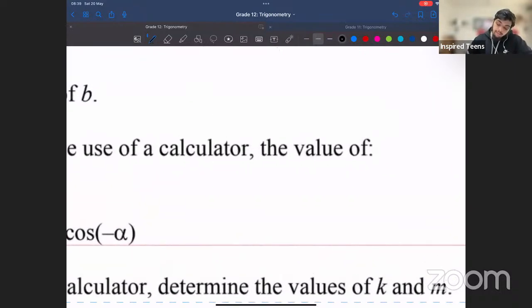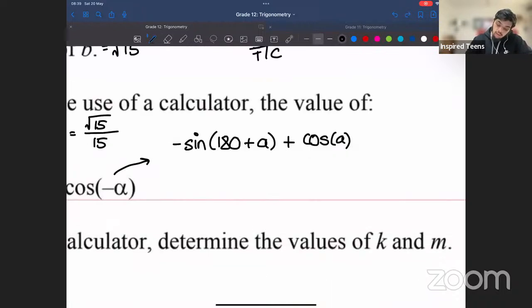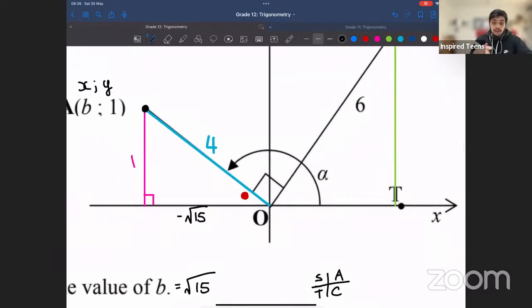So remember, what did we say? We said that 180 plus alpha, sine is negative. So this actually becomes negative sine alpha. Obviously a negative and a negative make a positive, so it's just positive sine alpha. Cos alpha, now that's going to change. You see how the answer changes?